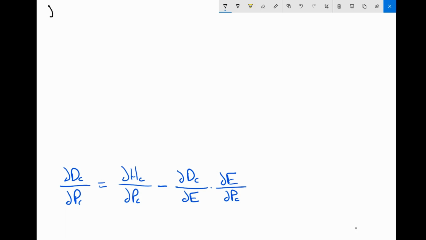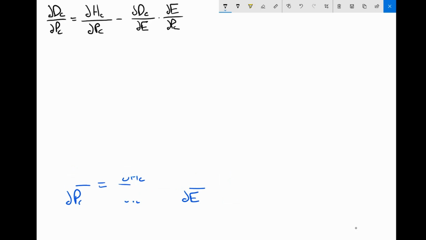All right. So the total effect of a price change is equal to the effect of a price change on the compensated demand minus this other term. And so what I'm going to spend a couple minutes doing is trying to show you what this other term is, what this other term means. So I want to say, well, what is this other term?